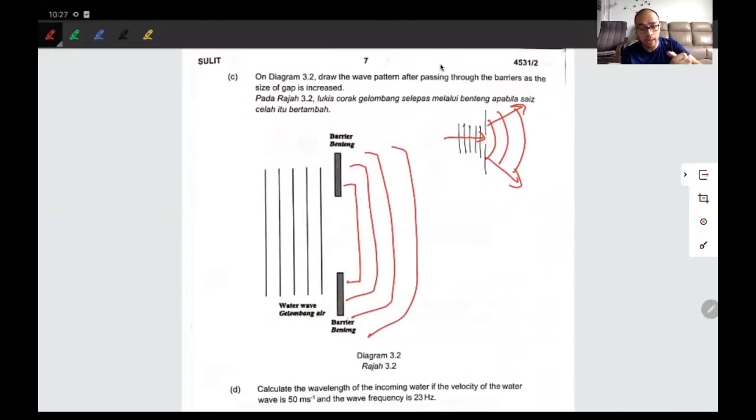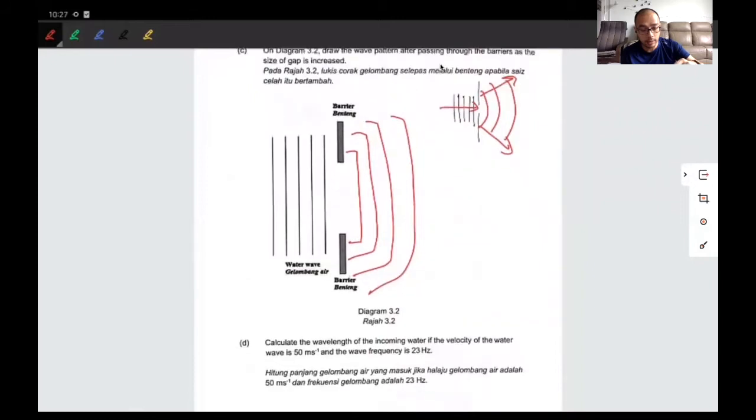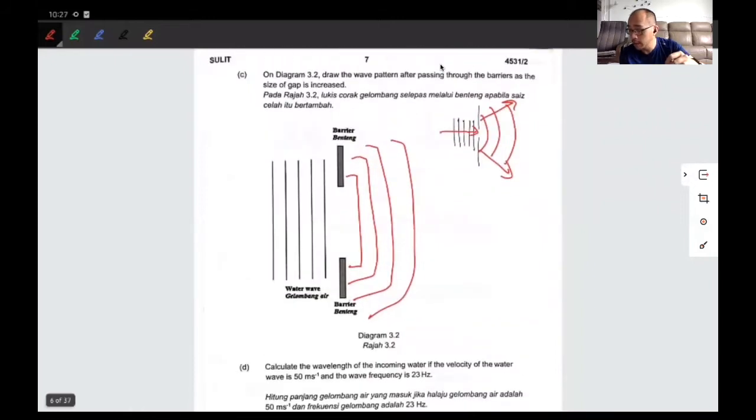Two things to note here. This is 2 marks. Number one, 1 mark is for the shape of the wave. It should look very boxy, compared to when the gap is very small. If the gap is very small, then you want circular wavefronts. But since the gap is so big, there is hardly an effect.